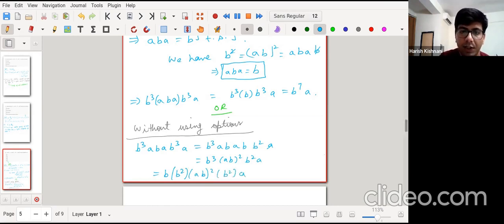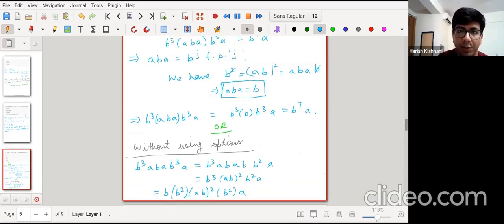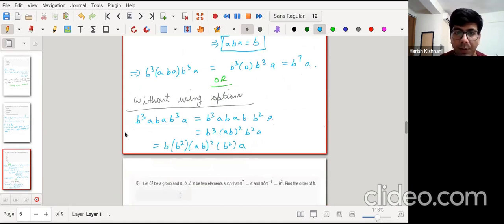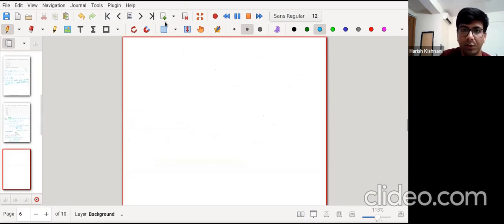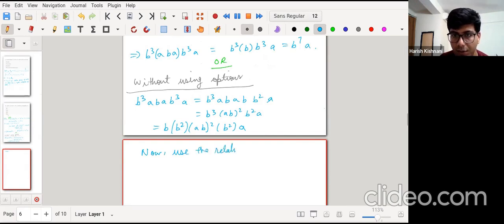Once you have this, all your relations are in this form: b square equal to a square equal to ab square. So now you can use your relations as per the options available. If the options are too bad, then you can guess all possibilities once you get this nice form. After that, we can use the relations to check the options.